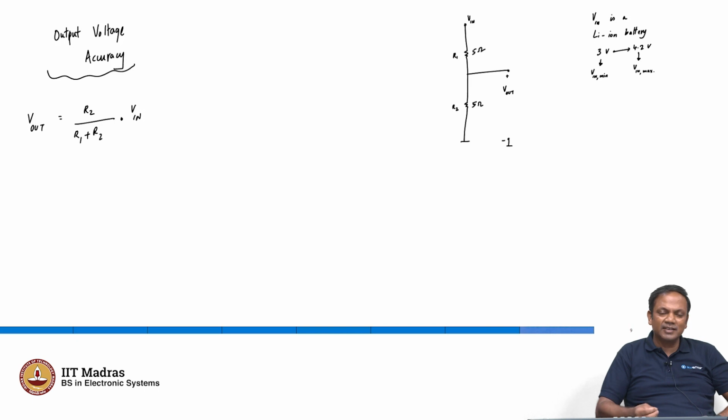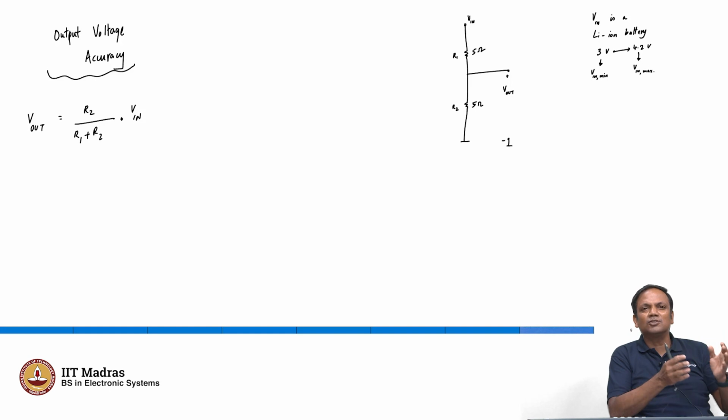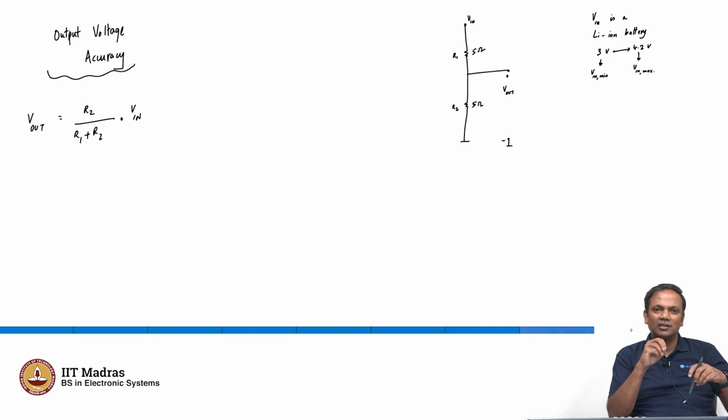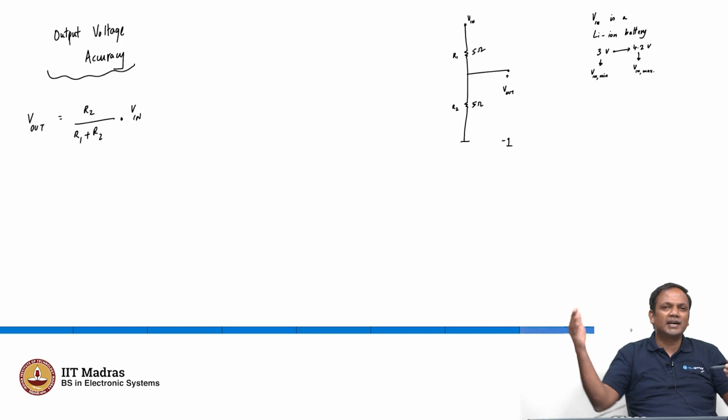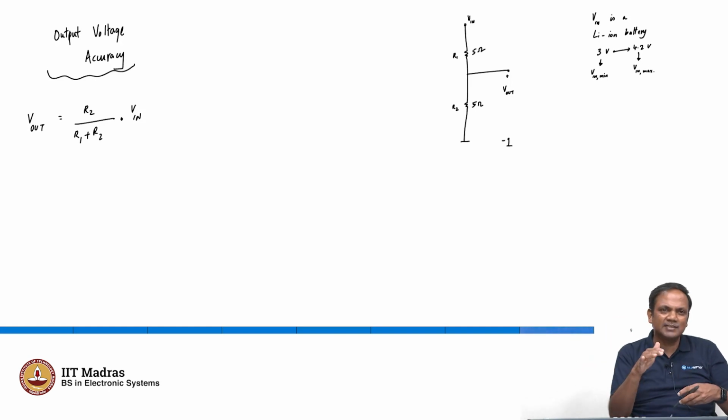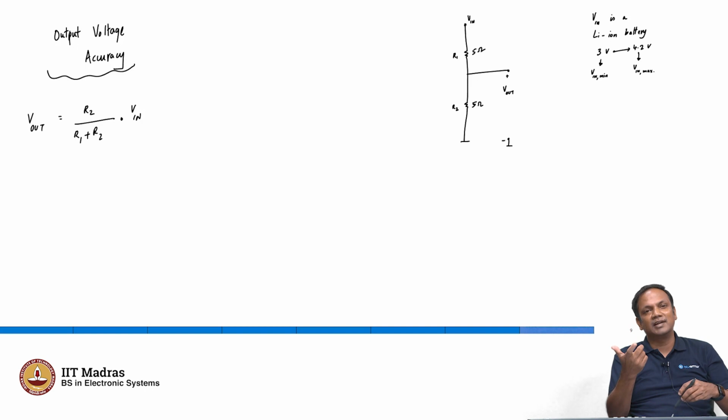So, as the resistor varies, let us say I built 1000 such resistive dividers. When I build 1000 resistive dividers and I apply 3.6 volt, I know that my typical output value is 1.8 volt. If I apply 3.6 volt to each of these 1000 voltage dividers, will I always get 1.8 volt? Because the resistor value is varying, you will not always get 1.8 volt. You will get a spread around 1.8 volt. It will still be centered at 1.8 volt, but you will get a spread around it. Output voltage accuracy is a measure of that spread.